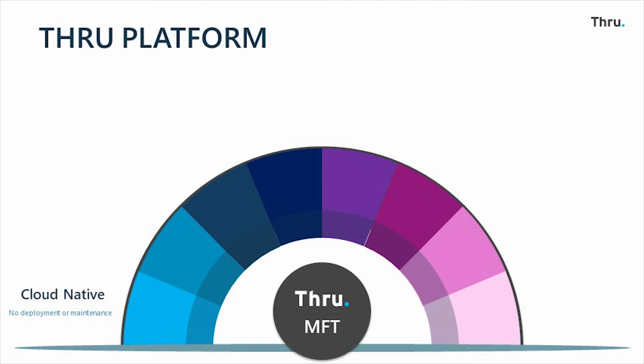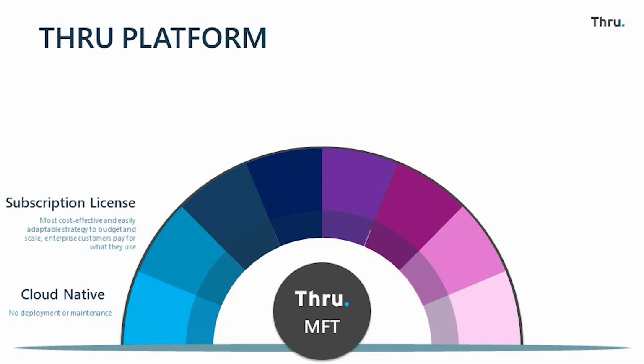Thru is designed as a cloud-native system. It doesn't require deployment or maintenance, scales elastically, and customers only pay for use. Thru is designed based on no-code principle. All configuration and management is performed via the web-based portals for the enterprise administrators and for the partners, and the development skill set is not required to install or manage Thru.